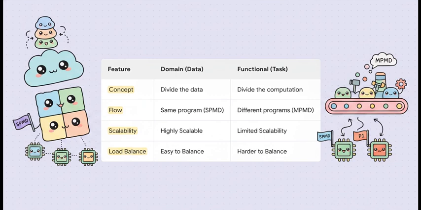With domain decomposition, you're splitting up the data. So imagine you have a huge, beautiful picture. You just give each processor its own little square of the picture to work on. They're all running the exact same program, just on different data, which is why we call it SPMD, single program, multiple data. Now, functional is the total opposite. You're splitting up the work. The classic example is a factory assembly line, right? Each processor has a different job, a different function, and the data just flows from one to the next. That's why we call it MPMD, or multiple program, multiple data.